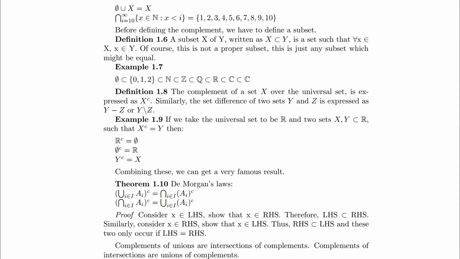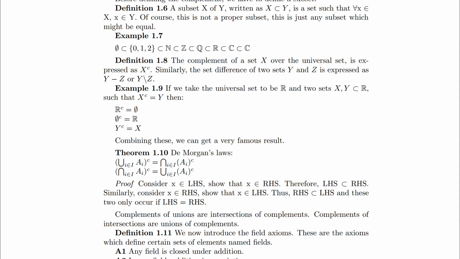2, 3, 4, 5, 6, 7, 8, 9, 10, 11, and so on, following by adding the number in front. And now, before defining the complement, we have to define a subset. A subset x of y, written as x subset y, is a set such that for all x, that symbol there means for all, the upside down A, x is a member of x, and x is also a member of y for all of them.